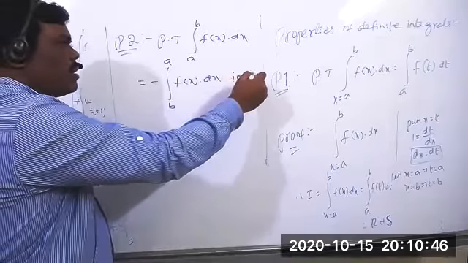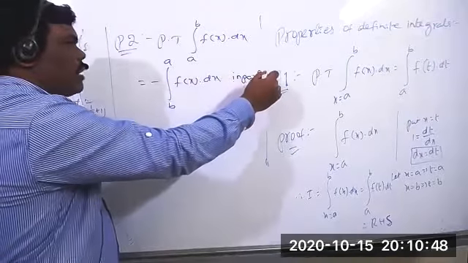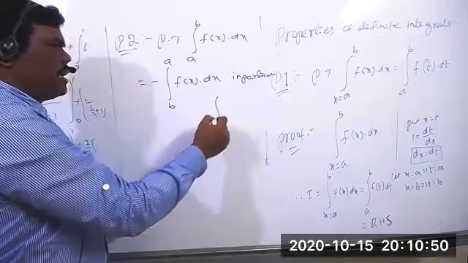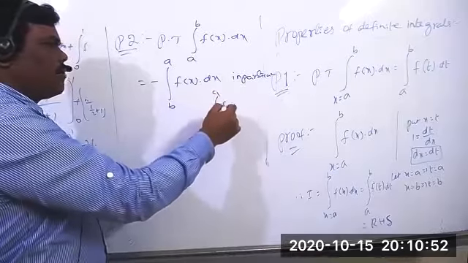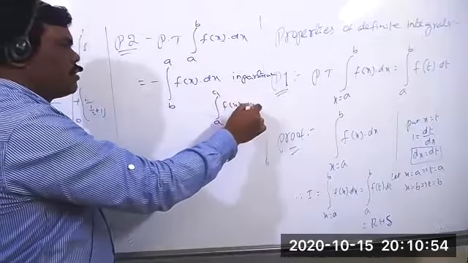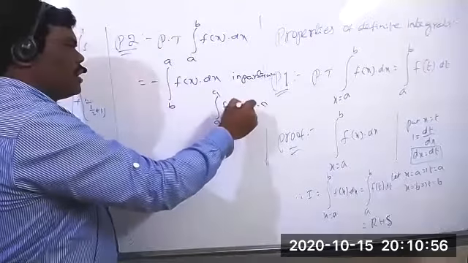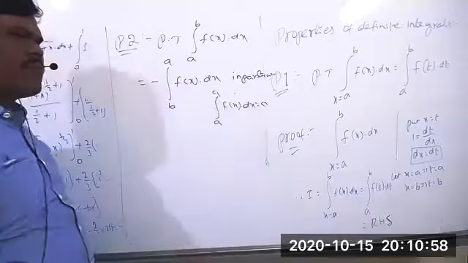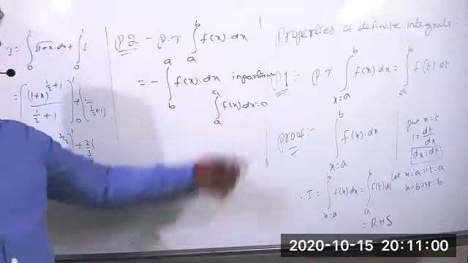In particular, integration of a to a f of x dx is equal to 0. Because when you take the upper limit minus the lower limit, f of a minus f of a is equal to 0, you will get.